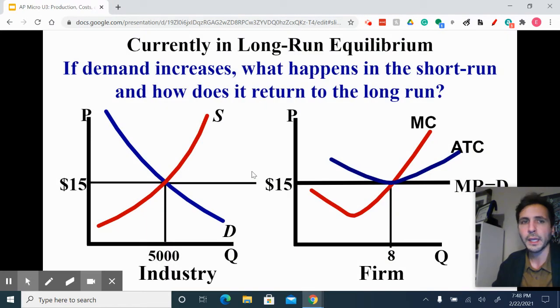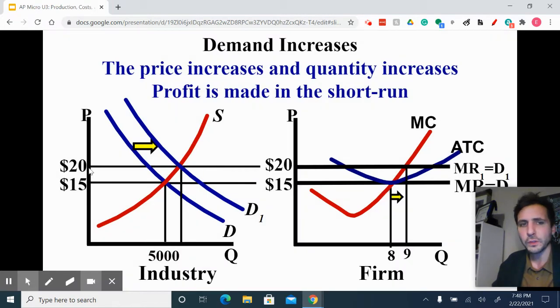Notice, I should go back. Notice we started in long-run equilibrium. When demand shifted to the right, price rose. We know when price rises, we have to change our MR equals D equals AR in our perfectly competitive firm because they're price takers. So MR equals D equals AR is going to go up to 20. When that happens, we have new profits. We went from zero economic profit to profit, right?